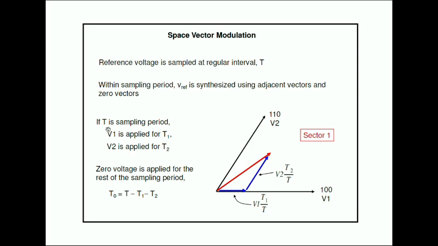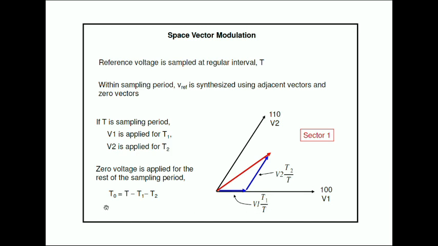So if T is the sampling period, V1 is applied for T1 time duration and V2 is applied for T2 time duration. Then the zero voltage, we already said that it's a combination of V1, V2 and zero vector, is applied for the rest of that sampling period. That means V2 is active for T2 duration, and V1 is active for T1 duration.